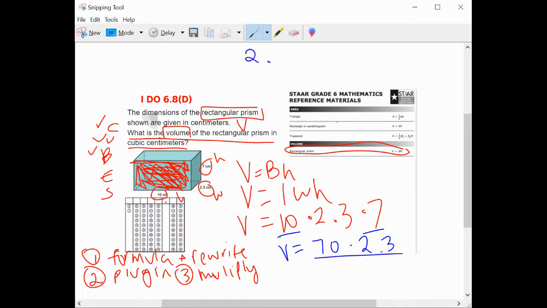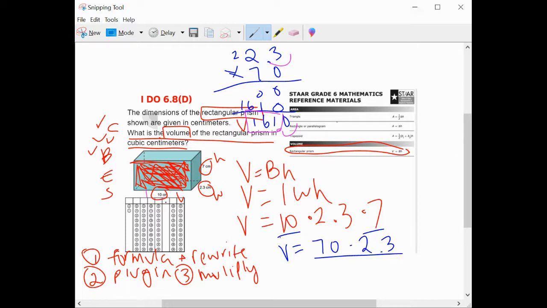So I'm going to go ahead and write this out at the top of my screen. 0 times 3 is 0. 0 times 2 is 0. I'm going to add a 0 since I'm going up a place value. 7 times 3 is 21. Carry the 2. 7 times 2 is 14, plus 2 is 16. So that gives me 1,610? Nope. I always make sure that I go in as many decimal spaces as I see in the problem. So I'm going to go in one decimal space, and that gives me 161 cubic centimeters.